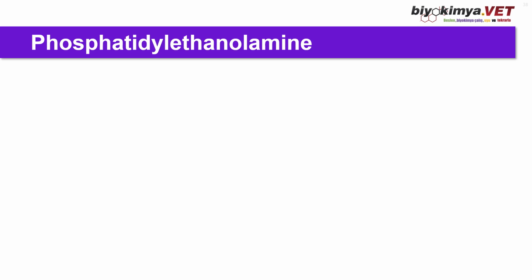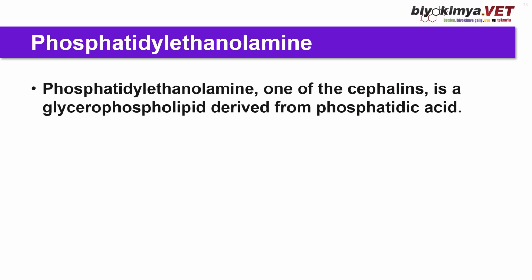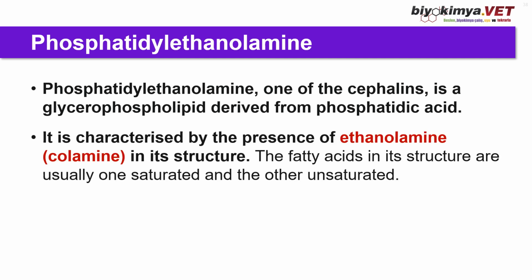Another glycerophospholipid is phosphatidylethanolamine. Phosphatidylethanolamine, one of the cephalins, is a glycerophospholipid derived from phosphatidic acid. It is characterized by the presence of ethanolamine, also called cholamine, in its structure. Ethanolamine is synthesized from the amino acid serine. The fatty acids in its structure are usually one saturated and the other unsaturated.